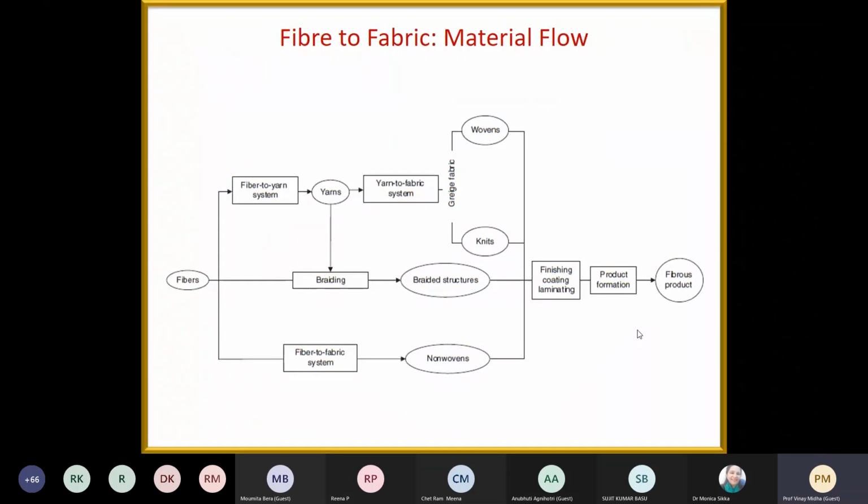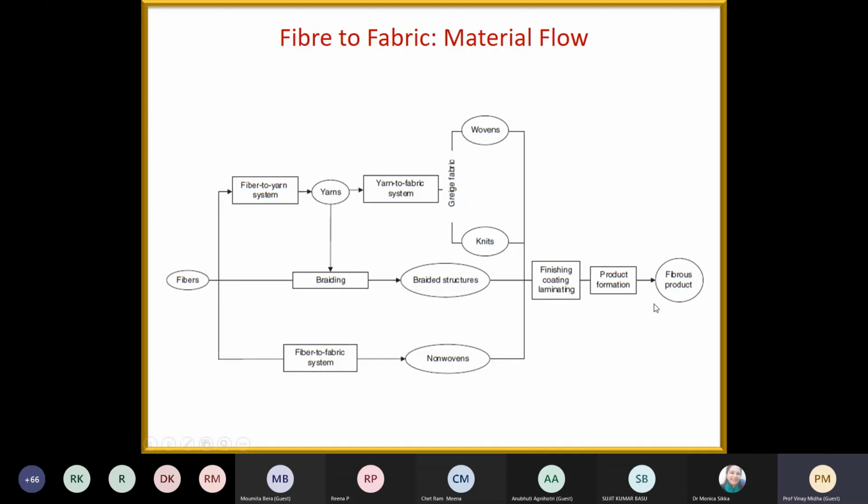So this is now the fiber to fabric material flow, and in all these particular cases, we can see that from the fibers we convert them into the yarns, get the gray fabrics. Then you have woven or knitted fabrics, or from the yarns you can go to the braiding. Also, the braided structures can be made directly from fibers. We can go to the non-wovens also, and then finally the finishing, coating, lamination, or the other features which are required, they can be added.